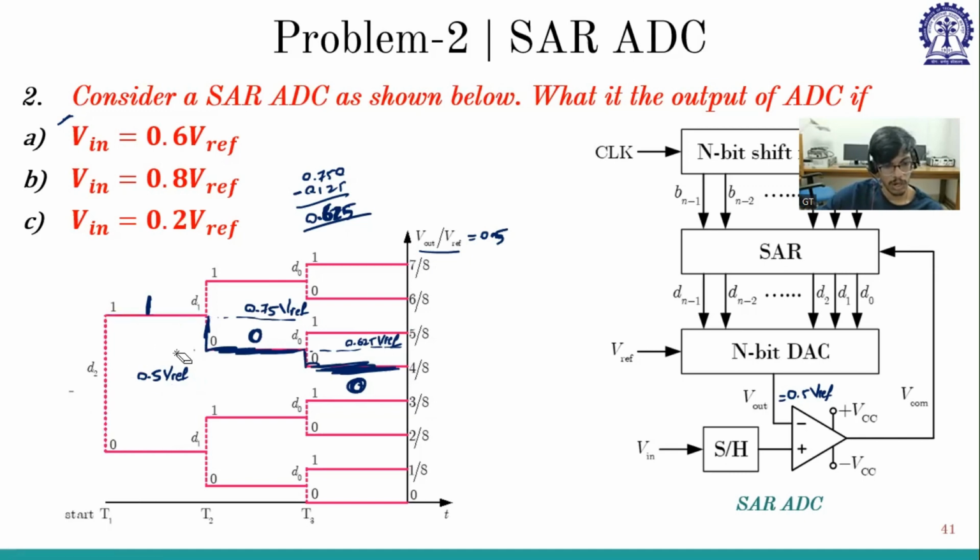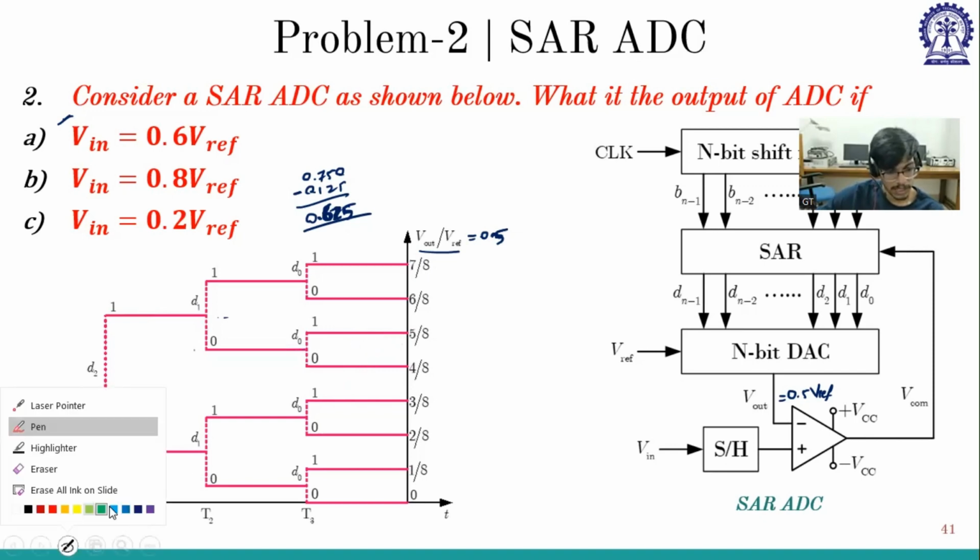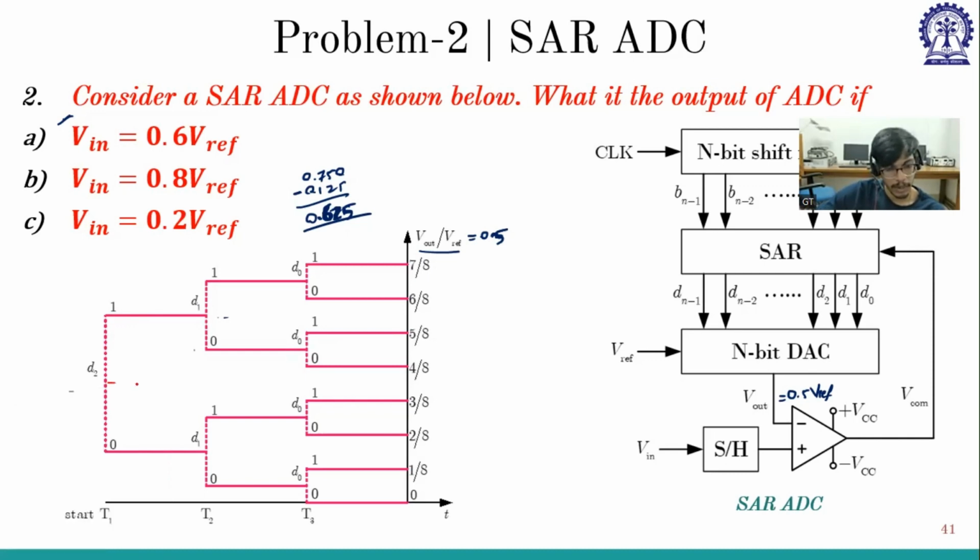Okay, so now you have understood the 0.6 V reference. Now let me go to the 0.8 V reference. Let me change the color to red. So first I am comparing it with 0.5. It is more than 0.5, right? So my MSB is 1. Now I will compare it with 0.75. It is still more. So again my bit is 1.